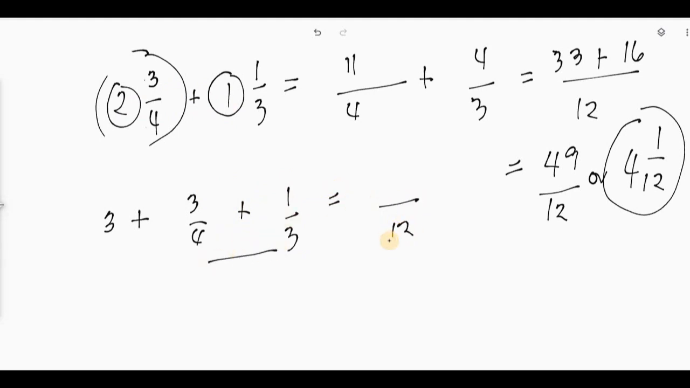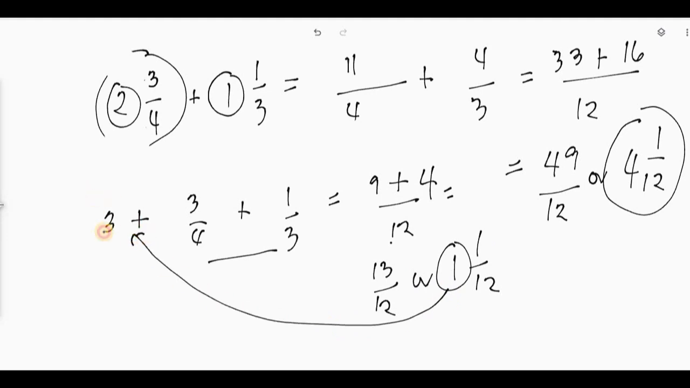Okay? So, 12. 12 divided by 4 is 3 times 3 is 9. Plus, 12 divided by 3 is 4 times 1 is 4. So, 9 plus 4 is 13 over 12. So, 13 over 12 or 1 and 1/12. So, yung 1 na yun, i-add natin yan dun sa isa, sa 3. So, meron kang 4 and 1 over 12. This is same as dun. Okay? So, isa yun sa mga way.